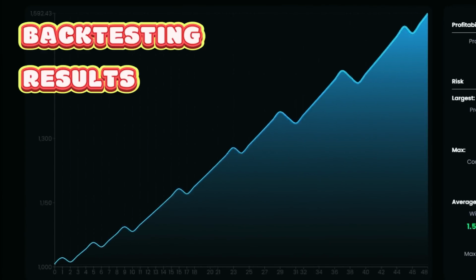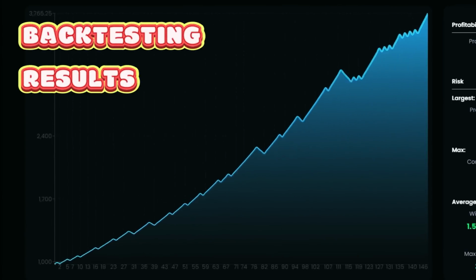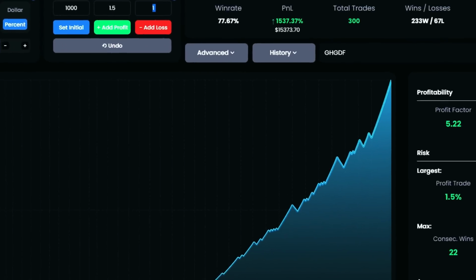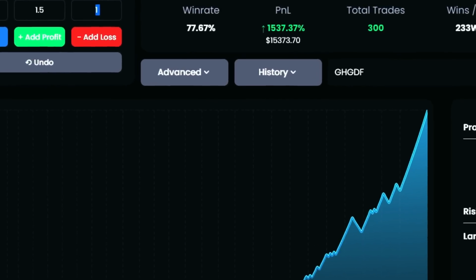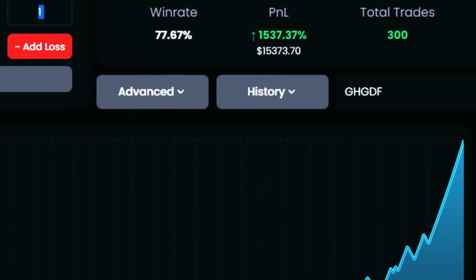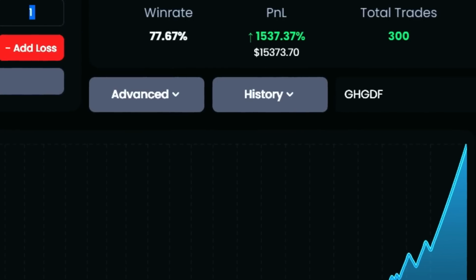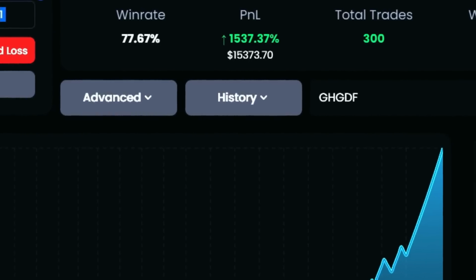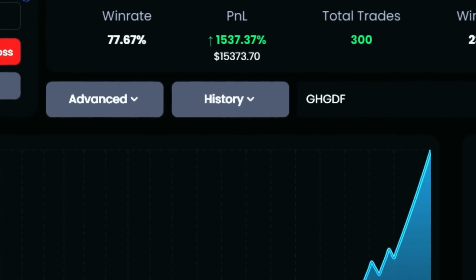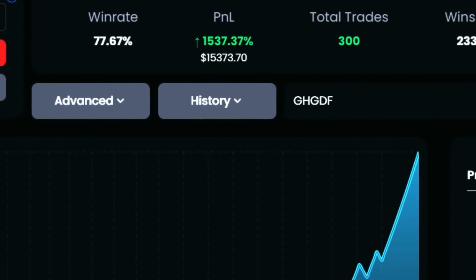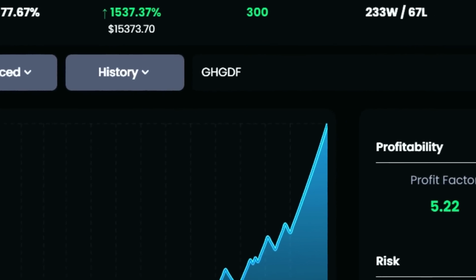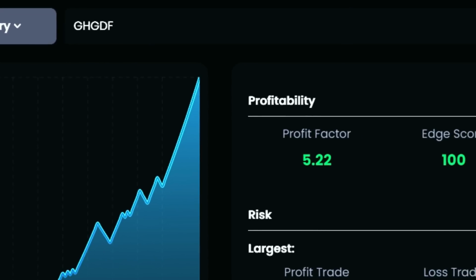Now let's take a look at how this strategy performed over 300 trades on the 5-minute gold chart. The win rate was an impressive 77%, showing that this strategy is pretty reliable in identifying profitable opportunities. The P&L, profit and loss, resulted in a whopping 1,535% profit, demonstrating the strategy's effectiveness in generating substantial returns. The profit factor was 5.22, indicating that the potential reward significantly outweighs the risk.